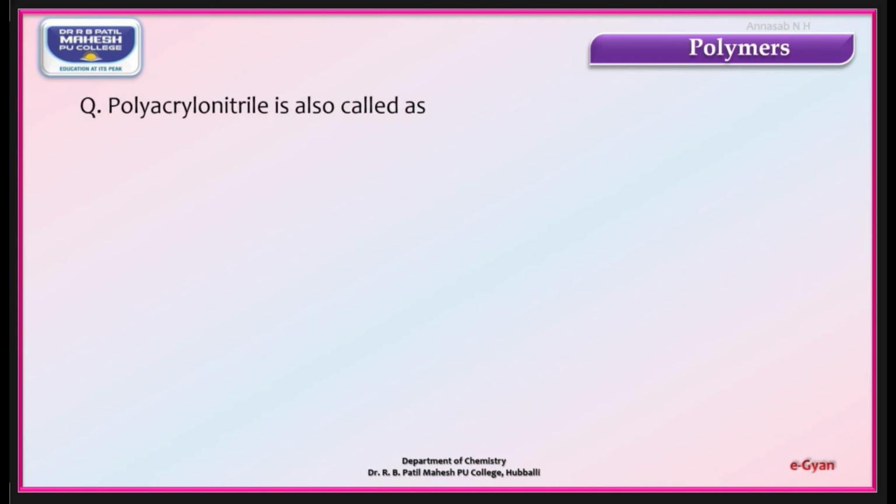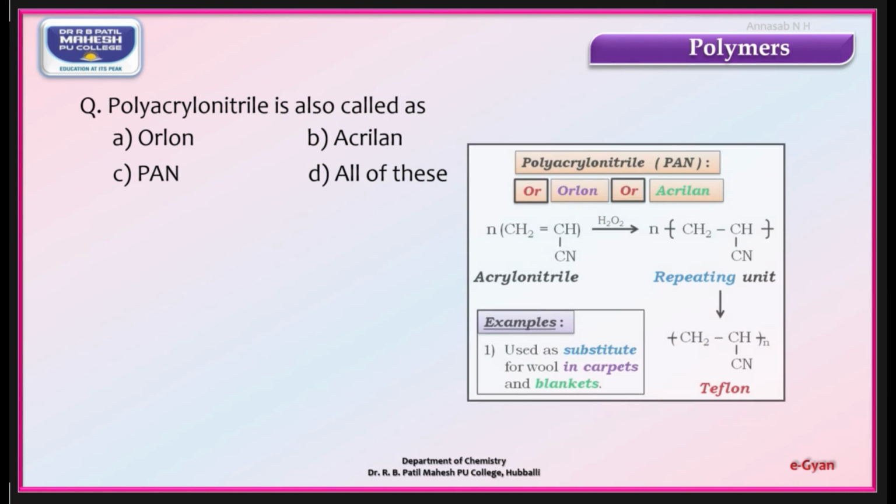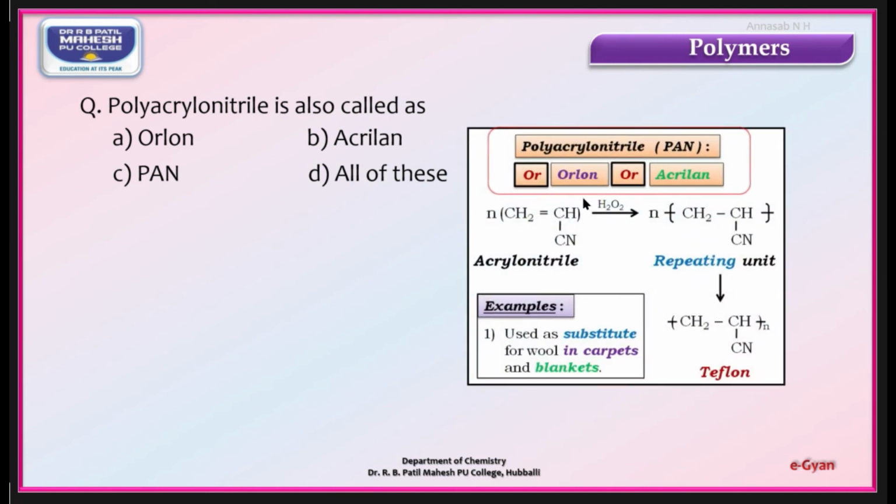Next one, polyacrylonitrile is also known as Orlon, acrylan, PAN, all of these. So all are correct because polyacrylonitrile, acrylan, PAN, all together it is the same one. All of these.